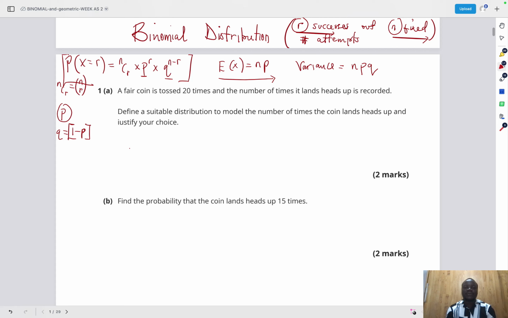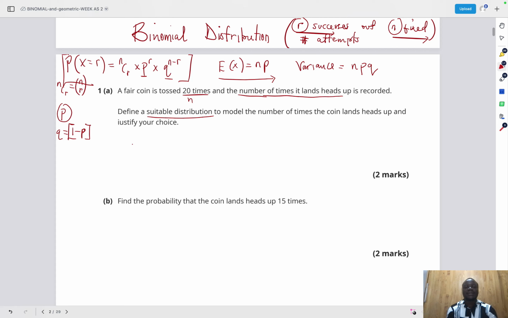A fair coin is tossed 20 times. So you see n, this is fixed, and it lands heads. Okay, so we're now looking at a fair coin which is tossed 20 times and the number of times it lands heads. So the number of times it lands heads is our success. Define a suitable distribution to model the number of times the coin lands heads up and justify your choice. So in this situation, how do we model this to be a binomial distribution?